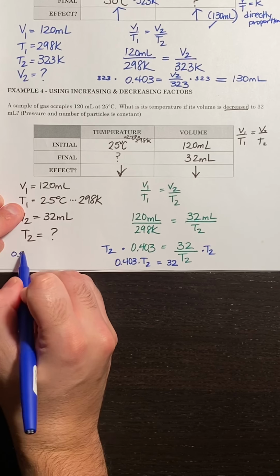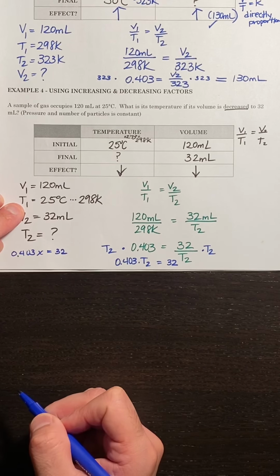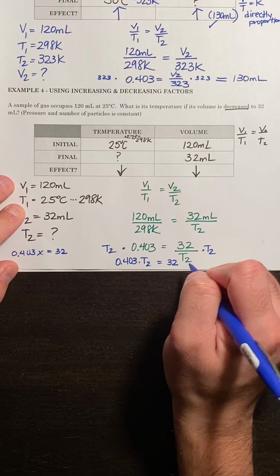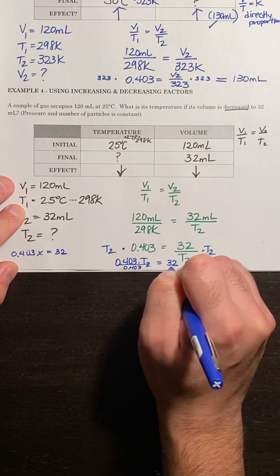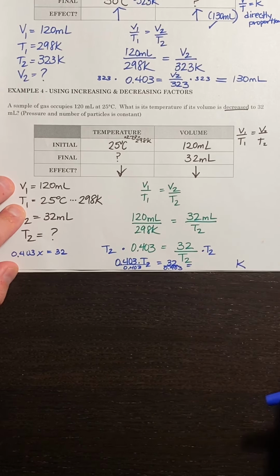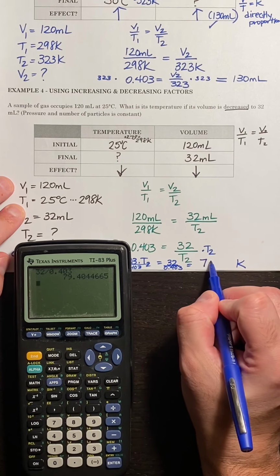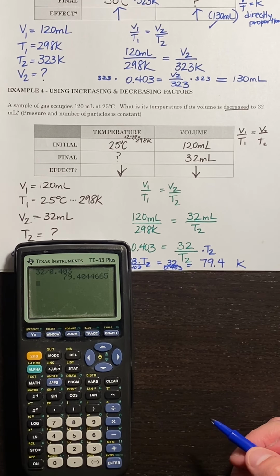And then we should know how to do that. If I had the problem that said 0.403 x equals 32, how would you solve for x? Well, of course, you would divide both sides by 0.403. So I'm going to divide both sides by 0.403, running out of space here. And that's going to be equal to my temperature in Kelvin. So if I plug it into the calculator, 32 divided by 0.403, I get 79.4 Kelvin.